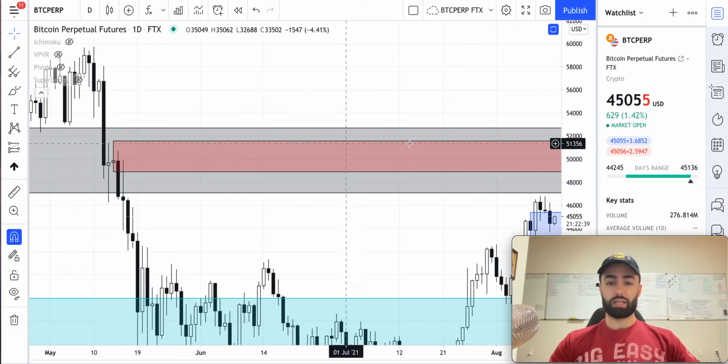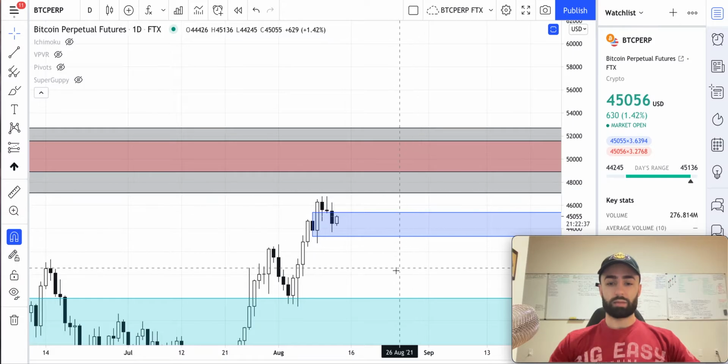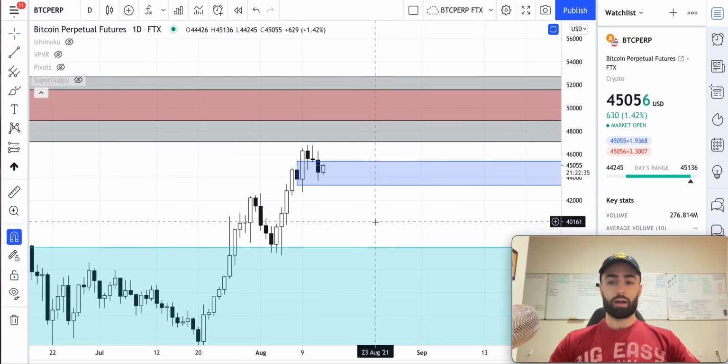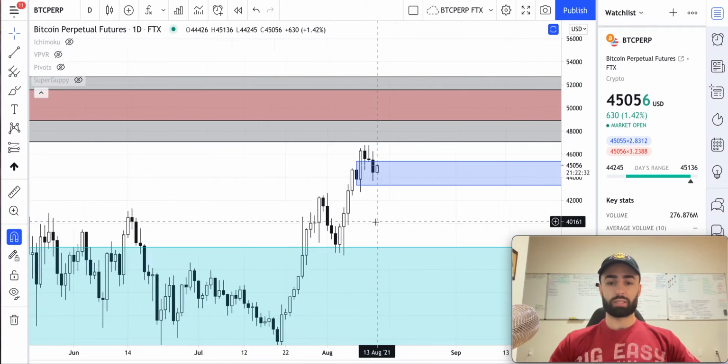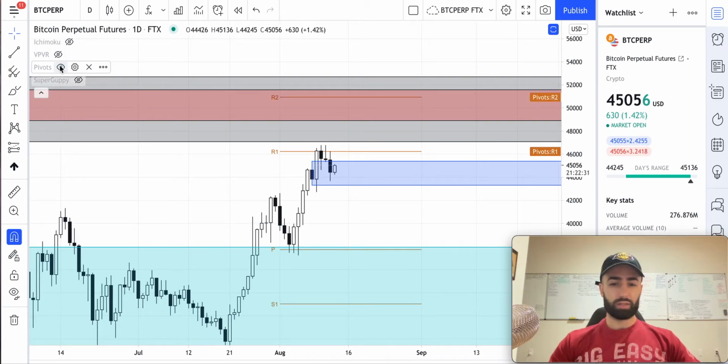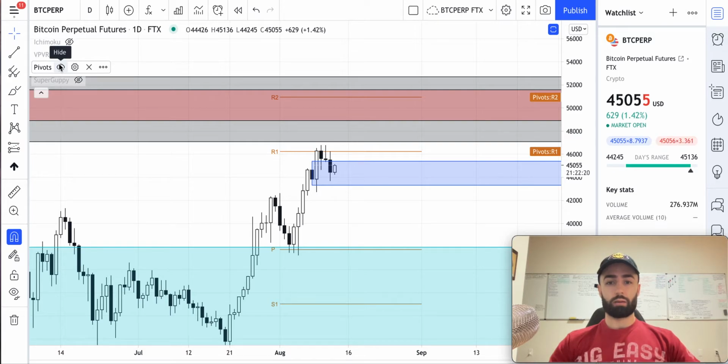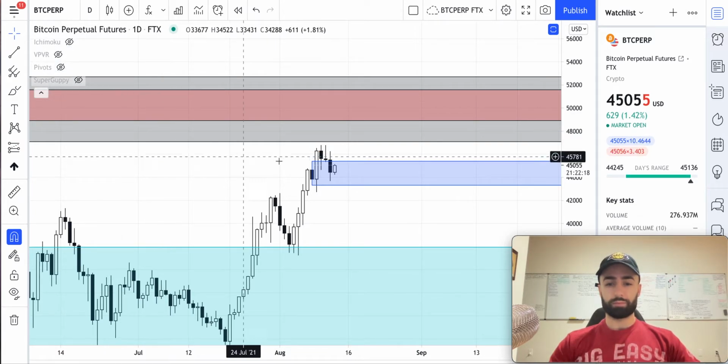We haven't tested it yet, you can see. That's going to be the area that if we do go higher, I think will be a very strong resistance level for price. Let's flip on the pivots and see. Yep, there is an R2 pivot inside of that level as well. And that pivot is valid until the end of this month. So that will be pretty decent resistance there as well.